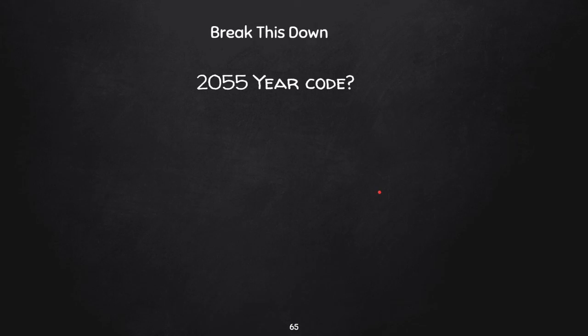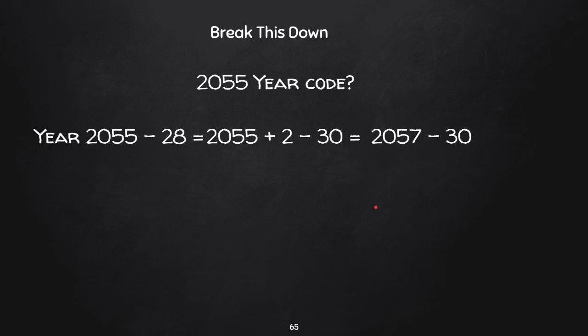So can you calculate by yourself what is the year code of 2055? It's quite difficult for many people to subtract 28 from 2055. So the simple step that we can do here is add 2 and subtract 30. Our problem becomes 2057 minus 30, which is simply 2027.